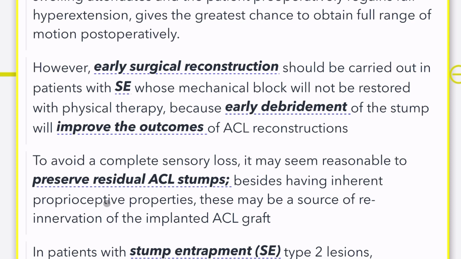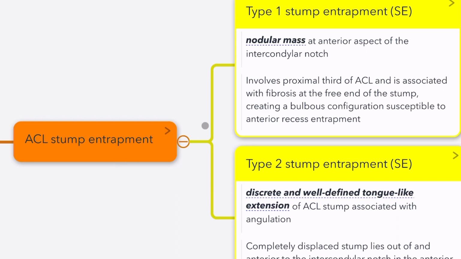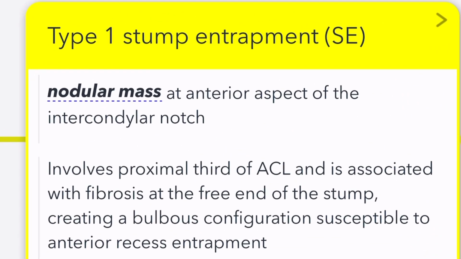Interestingly, preservation and trimming of residual ACL stumps may have benefits in terms of proprioception and reinnervation of the ACL graft, particularly in cases of type 2 stump entrapment. Two distinct types of ACL stump entrapment have been described. Type 1 lesions resemble a classic cyclops lesion, a nodular mass at the anterior aspect of the intercondylar notch.